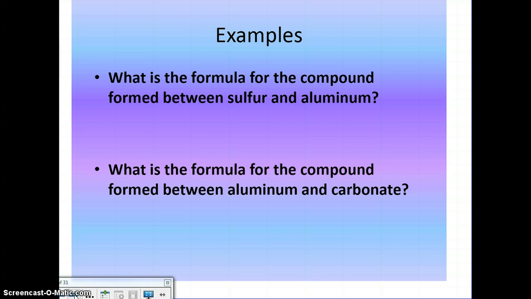All right, so some examples. What's the formula for the compound formed between sulfur and aluminum? All right, well, we have sulfur.